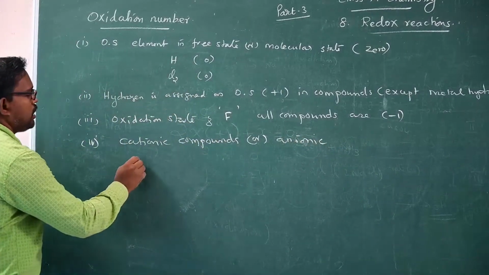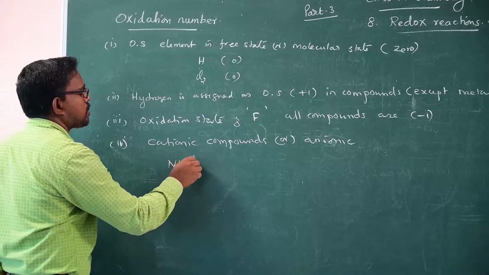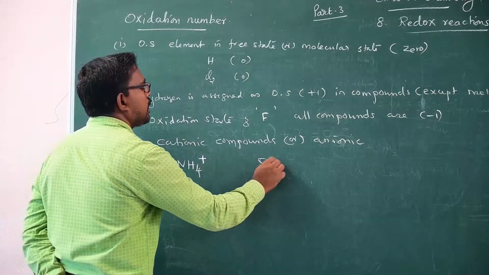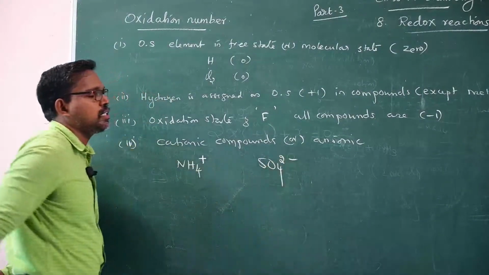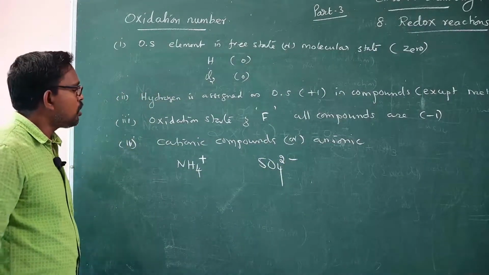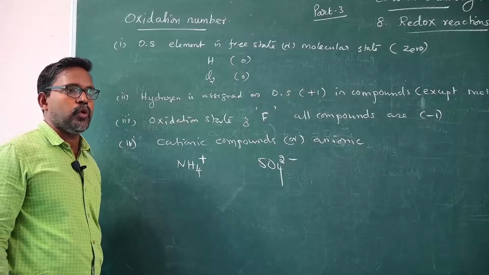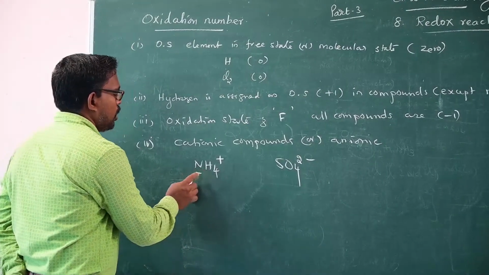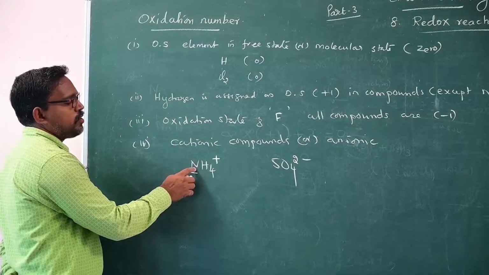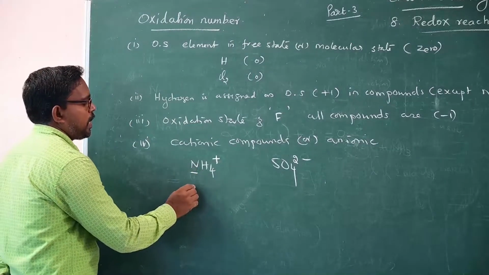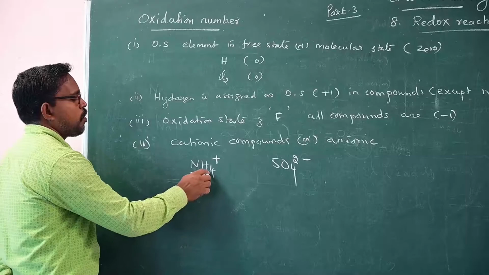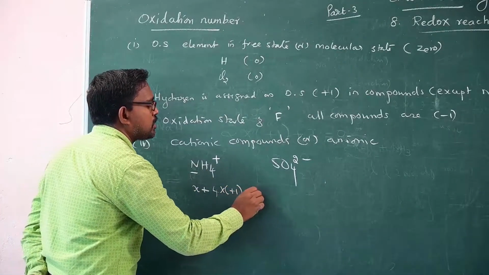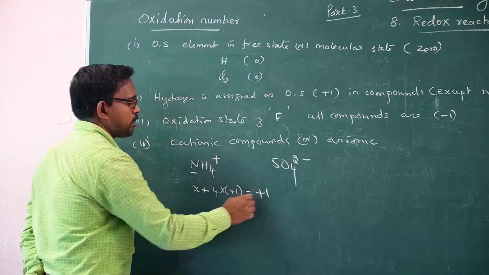For example, NH4 plus is a cationic complex. SO4 2 minus is an anionic complex. The overall charge is taken as equal. For example, you assign the oxidation state of nitrogen. Nitrogen is taken as X, 4 hydrogen atoms, 4 into plus 1, overall charge equal to plus 1.